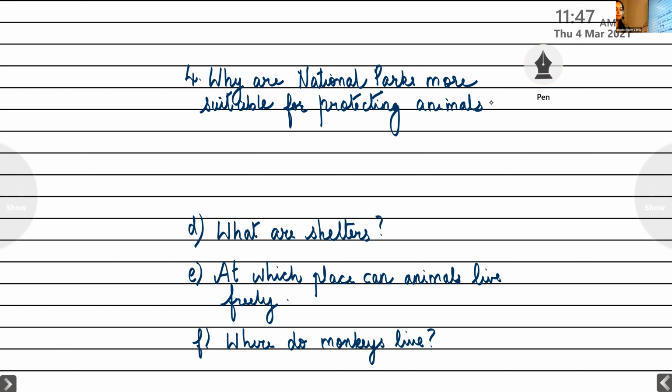Why are national parks more suitable for protecting animals? What is the reason why national parks are more suitable? They can live freely. National parks are more suitable because animals can live freely. Yes.